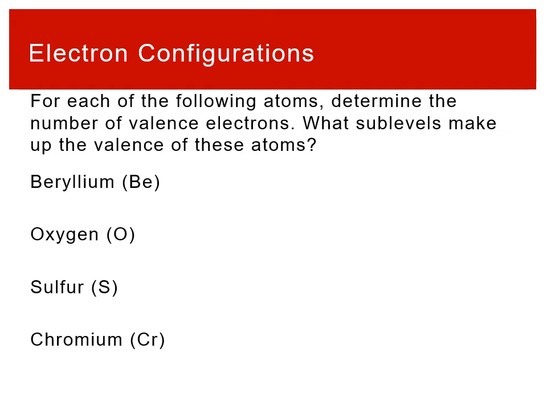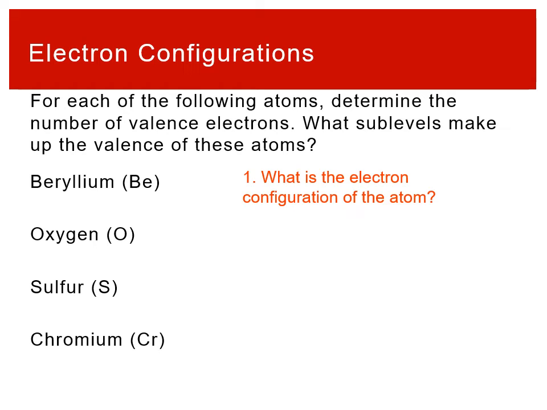So let's take a look at some examples here. For each of the following atoms, we want to determine the number of valence electrons and what sublevels make up the valence of these atoms. So I have beryllium, oxygen, sulfur, and chromium. You will note this is not a random selection. These are the same ones we looked at in the last example. So if we want to figure out valence electrons from electron configuration, we want to start by figuring out what the electron configuration of the atom is.